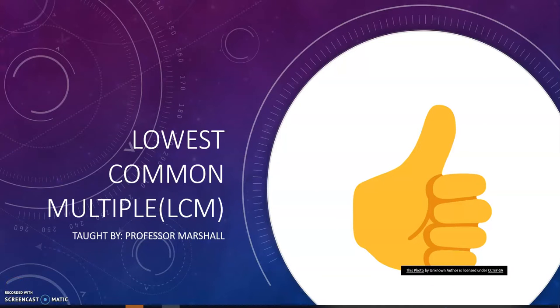Lowest common multiple, otherwise known as LCM, taught by Professor Marshall.